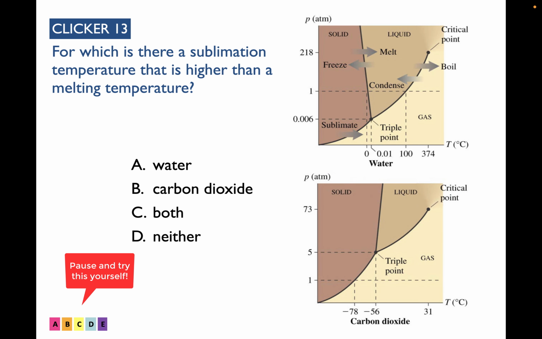Oh, there's one more. So, for which of these is there a sublimation temperature that is higher than a melting temperature? And that's going to be for water, because you can see there is a place where the line between solid and liquid is not flat, right? It's got a slight slope. You can get sublimation at around 0.01 degrees Celsius, even though if you have a higher pressure, you can get melting instead.